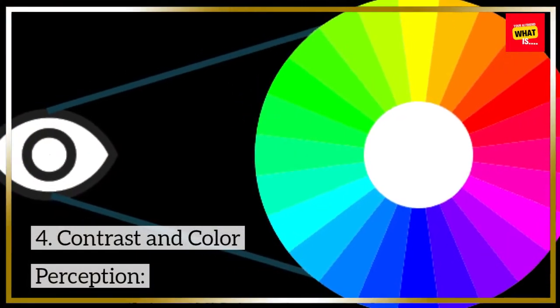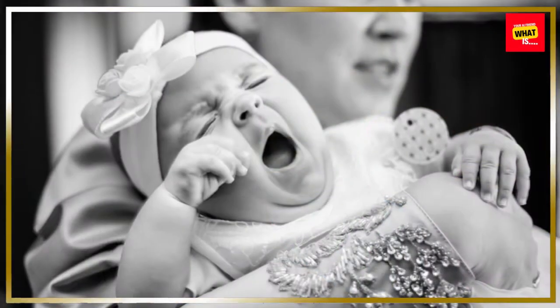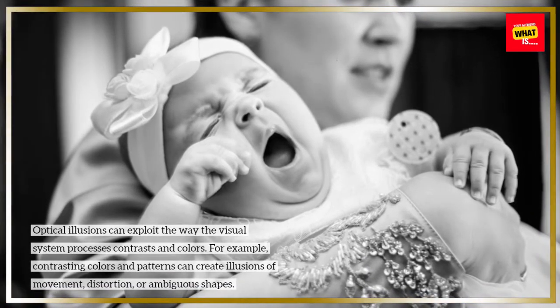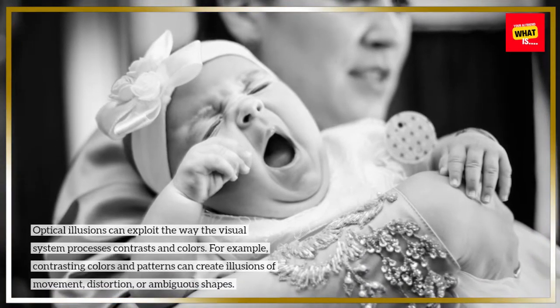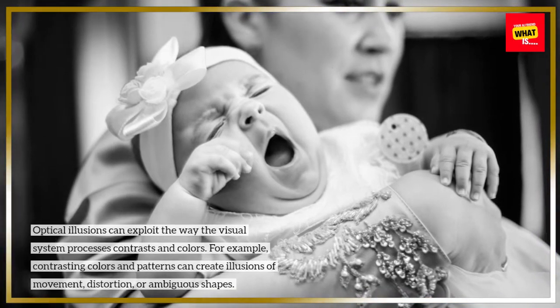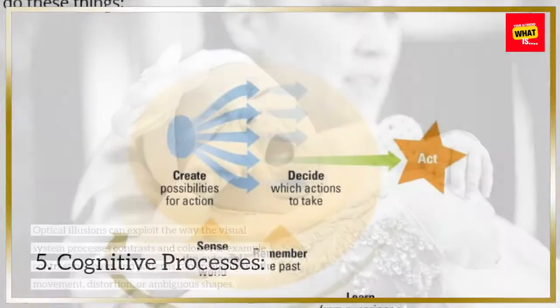4. Contrast and color perception. Optical illusions can exploit the way the visual system processes contrasts and colors. For example, contrasting colors and patterns can create illusions of movement, distortion, or ambiguous shapes.